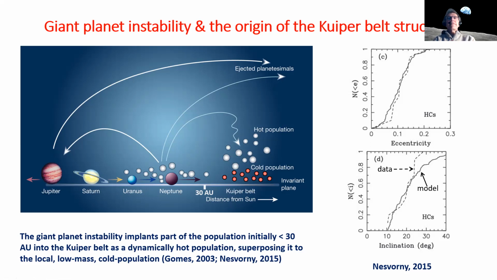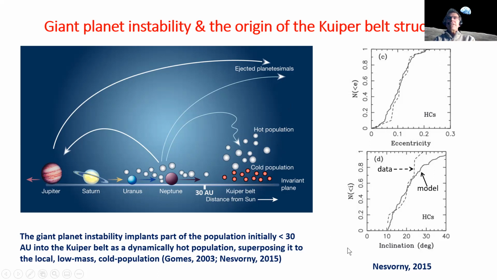On top of that, this process derives the hot population and the cold population from two different reservoirs. The cold population was born in situ. The hot population was closer in, was inward of 30 AU, and was tossed out by the instability. So it's conceivable that the hot population and the cold population are physically different. And you remember that I told you that they have a different size distribution at large sizes. They have a different color distribution, as I highlighted in this cartoon here.